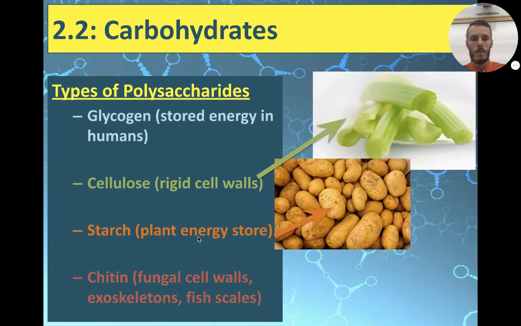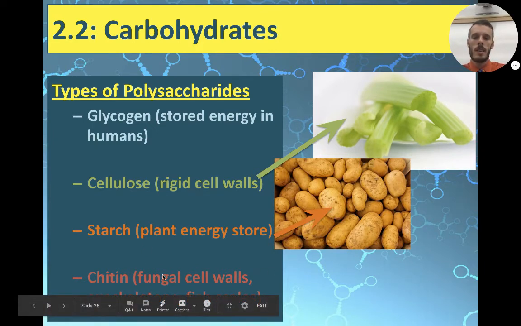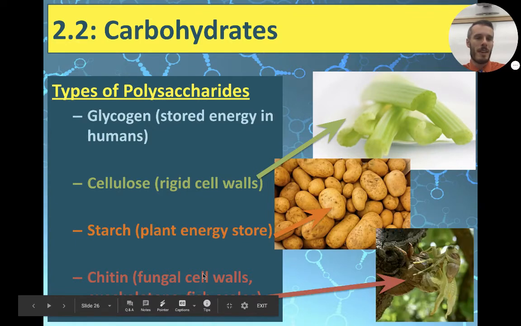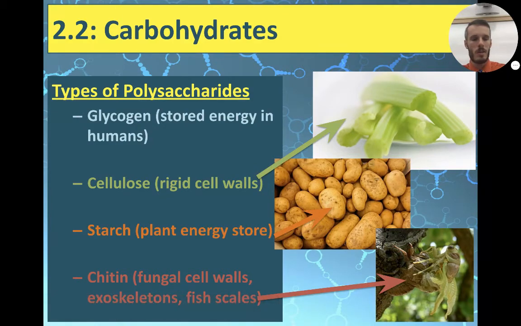Okay, starch, that is the plant's energy store. These are polysaccharides that we can digest, so we can break down and use the glucose that makes it up. And then chitin, this is the only time you're going to hear about chitin this year. They're made up of certain fungal cell walls as well as the exoskeletons of some animals.